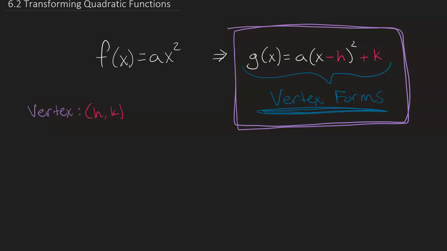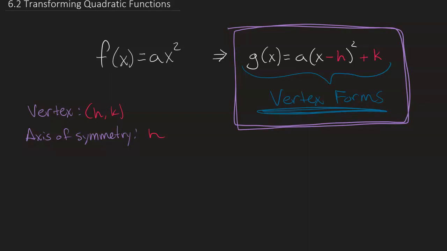We can also identify the axis of symmetry. And the axis of symmetry is going to be essentially the x value of the vertex. And the x value is represented by the h. So the axis of symmetry is your h value. Let's note some other things.